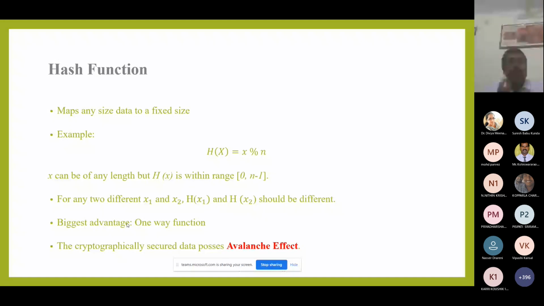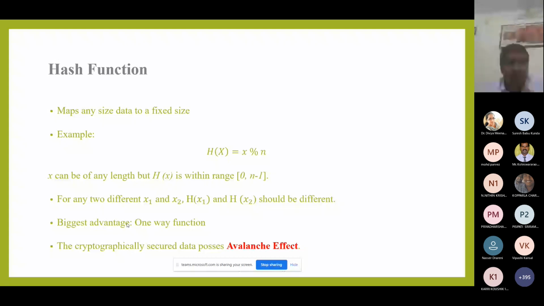So modulo supports two things: it maps any size data to a fixed size, and it is a one-way function. However, it fails to preserve the second definition of hash function, that for any two different x1 and x2, h(x1) and h(x2) should be different. This is how hash and modulo are related. Further, a cryptographically secure hash also possesses something called the avalanche effect. What does this mean? Even if there is a slight change in the input, the output changes drastically. There is a significant change in the output. This is the avalanche effect, and cryptographically secure hashes have this kind of effect.